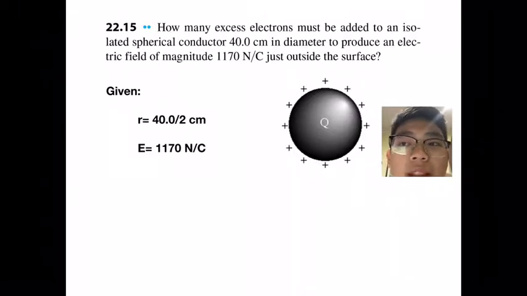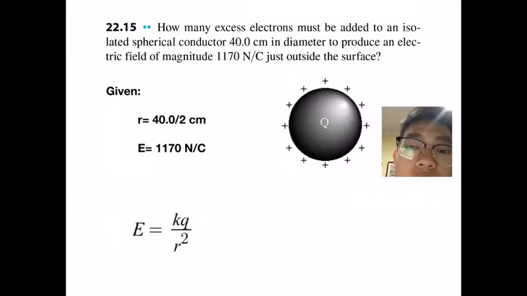To find the number of excess electrons needed to produce this electric field, we first need to find the charge that is needed. To find the charge, we use the formula for the electric field, which is E is equal to kq over r squared. Through this, we can derive our equation to find Q as Q is equal to E r squared over k. All we need to do is multiply r squared by E and divide it by k to get Q.